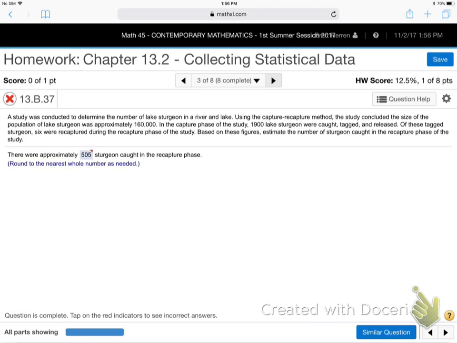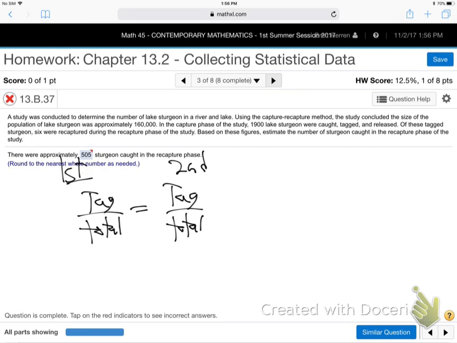Let me just try it and we'll see. A study was conducted, blah, blah, blah, number of lake sturgeon, whatever, using capture. Size population was a problem. The study concluded the size of the population was 160,000. So I'm going to write, again, tag over total equals tag over total. This is the first time. This is the recapture second time. Let's save that 160,000. We'll come back to it.